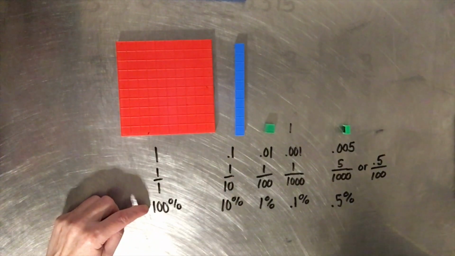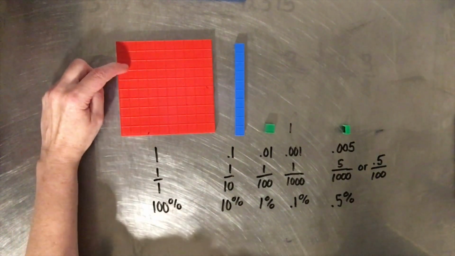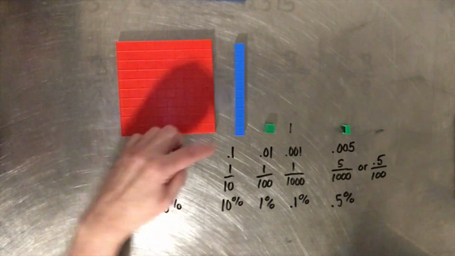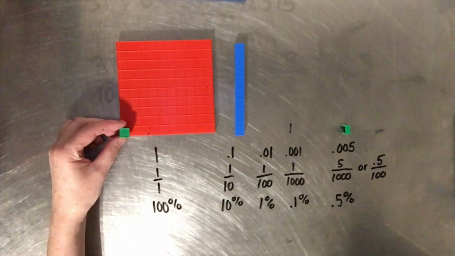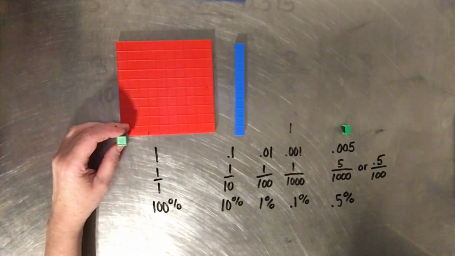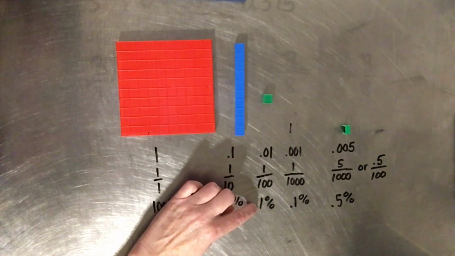If we go back over here and we talk about this 100%, it's because each of these is worth 1%. 1%, 2%, 3%, 4%, 5%, 6%, and you could count all the way up to 100%. Then if we look at this one here in terms of this block, this would be 1%. It's just 1 out of the 100, or we call it 1/100th, or 1%.